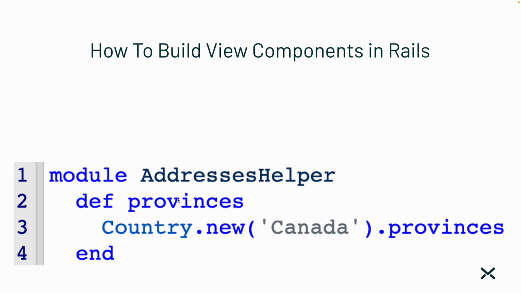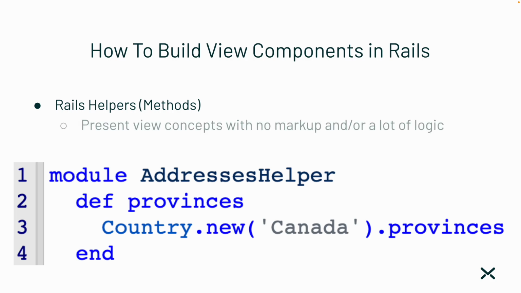But either way, they're basically presenters of information that doesn't have much markup in it and could have a lot of logic. And so to offload the logic from the ERB files, since it's not nice to write logic in scriptlets in ERB files, you can move all of that logic to helpers.